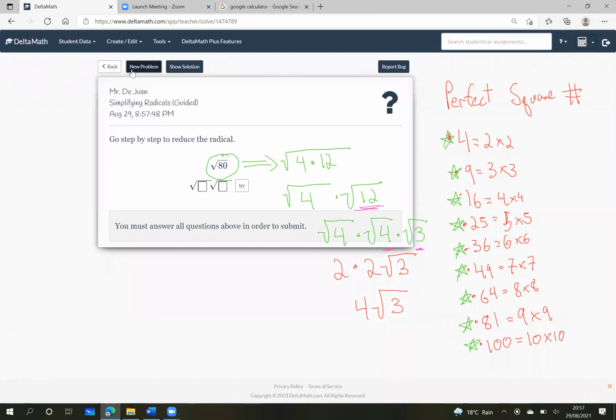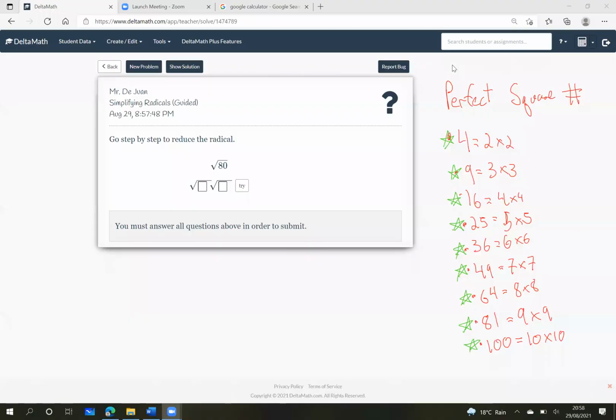So let's take a look at another problem. Let me just erase what we have. I'm going to keep the numbers on the right because the perfect square numbers are what we're always going to need to think about. So here we have 80. How can 80 be made with the numbers on the right? Let's think about that. Well, 4 times 20, right?